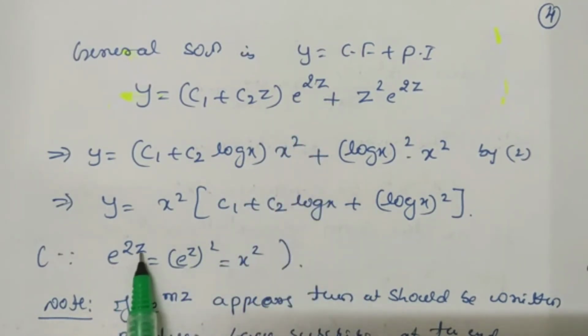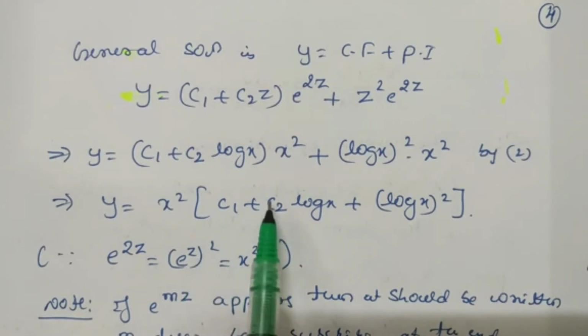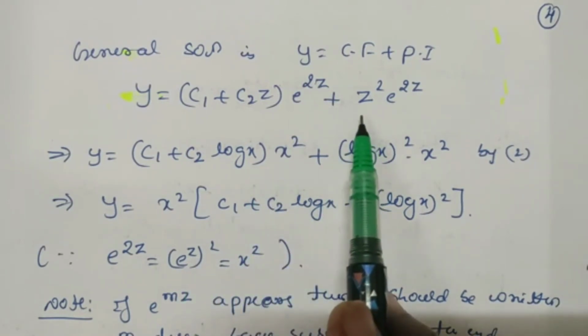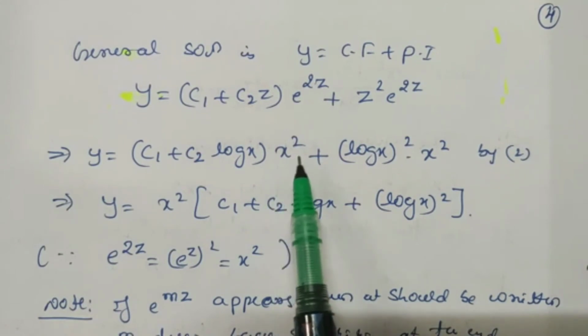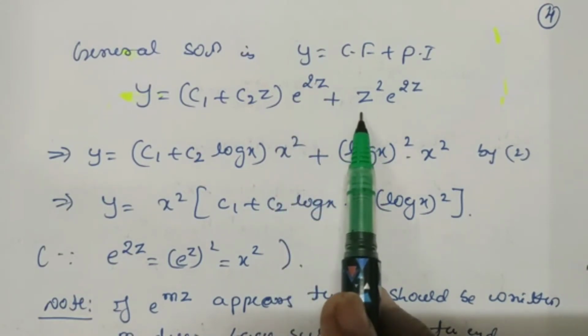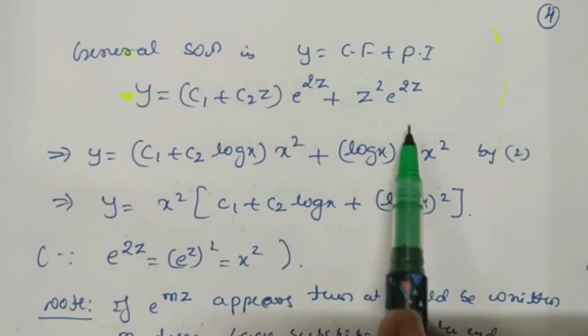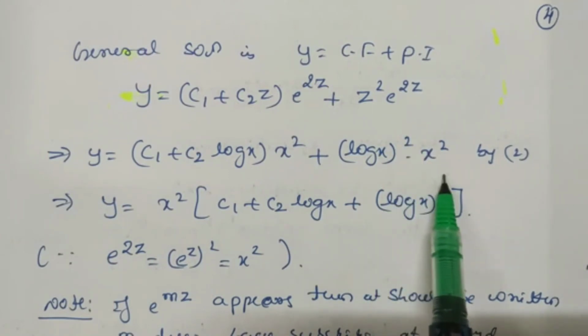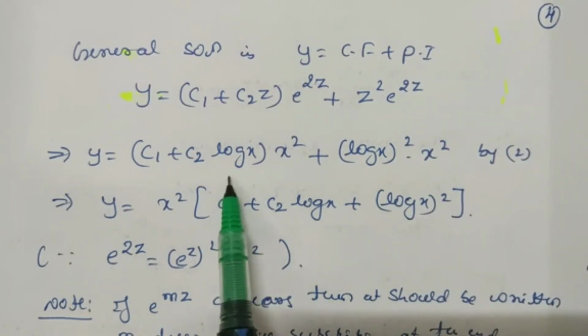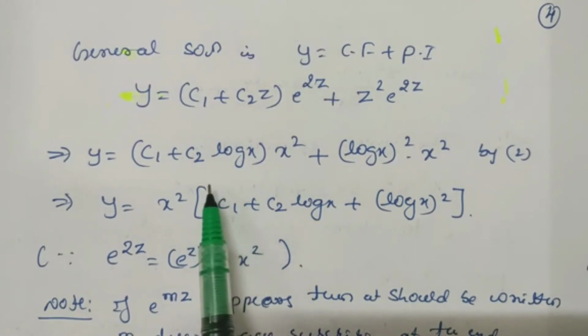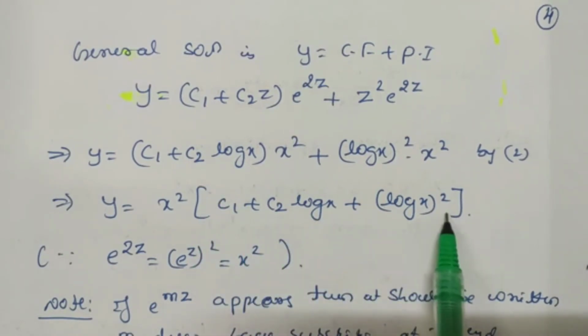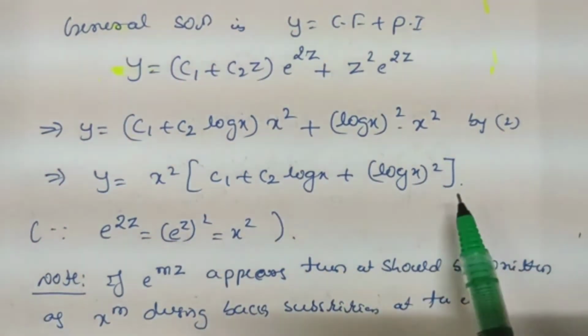e to the power of 2z is nothing but (e to the power of z) whole square, and we know e to the power of z is x square. Then plus this z is log x whole square, plus e to the power of 2z is x square from equation number 2. All the terms contain x square, so take it common. So it is x square into (c1 + c2 log x + (log x) whole square). So this is the required solution.